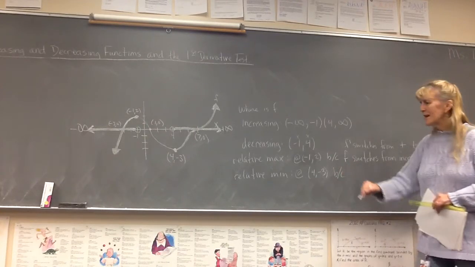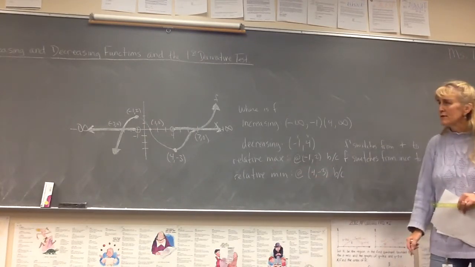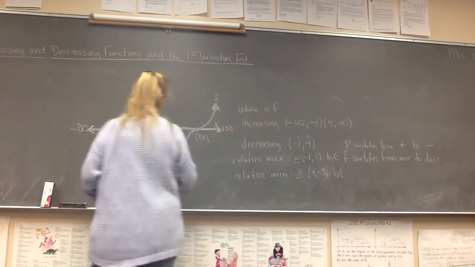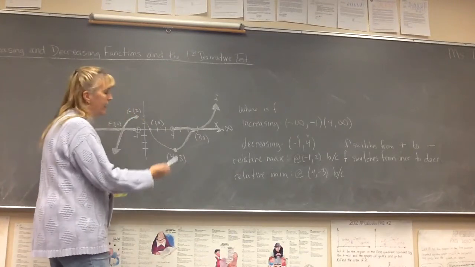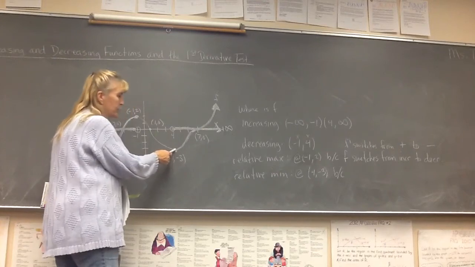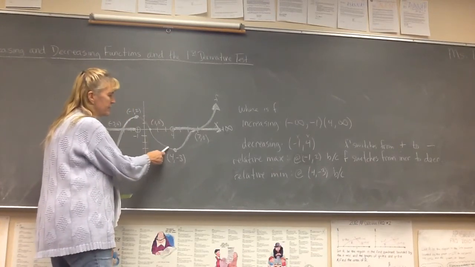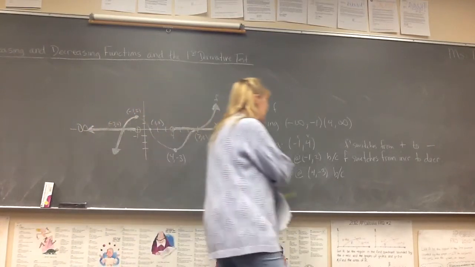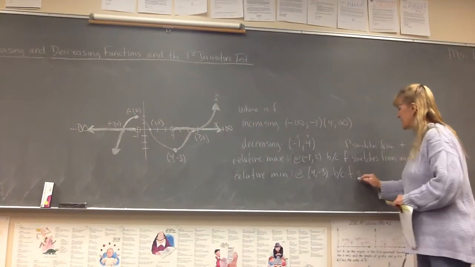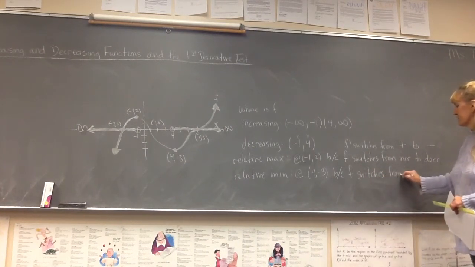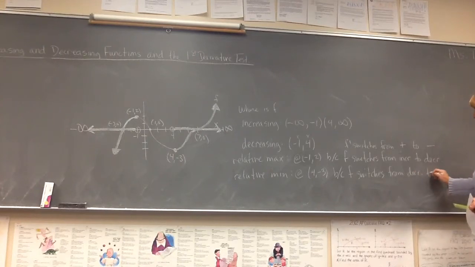Why do we have a relative min here? We have a relative min at 4, negative 3, basically because it's the lowest point in a relative interval. However, what is the function doing as I'm getting closer and closer to this supposed relative min? The function is decreasing, and then the function is increasing. So we have a relative min because f switches from decreasing to increasing.